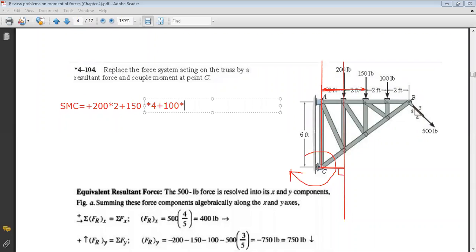Now I still have the final force at B. For the force at B, I have two methods to get its moment. The first one is to try to find the perpendicular distance from C to the line of action of the force, but it seems here that it's a little bit complex, because it's not straightforward. So whenever it's complex to find the perpendicular distance, divide your force into two components. This is the easiest way.